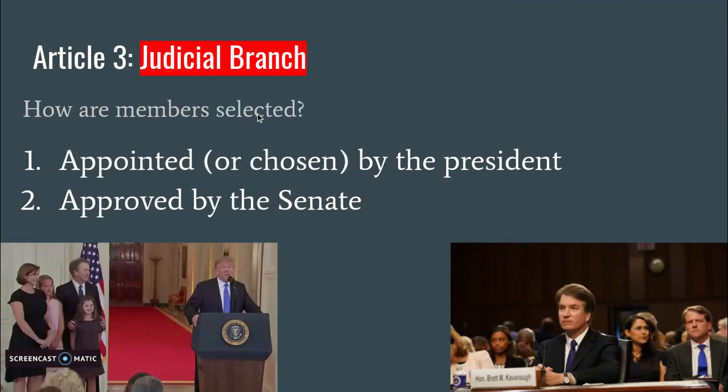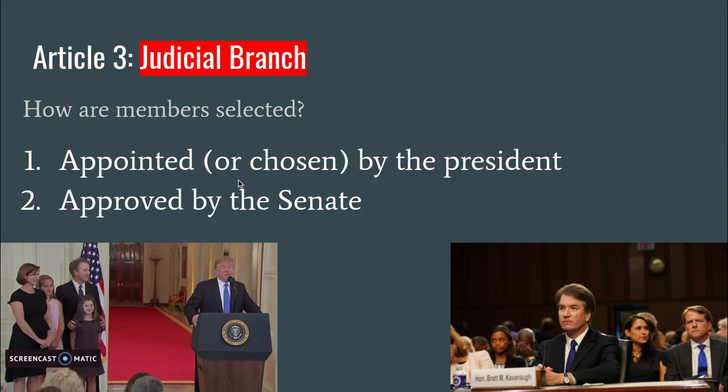How are members selected? So how can you become a federal judge? Well, actually, the Constitution doesn't mention requirements. You know how I talked about the requirements for a president? You have to be 35 years old, you have to be a natural born citizen, and so on. Well, the Constitution really doesn't give requirements to be a federal judge. But there are some standards that you have to meet based on previous decisions. But that's not the point. So how are members selected?